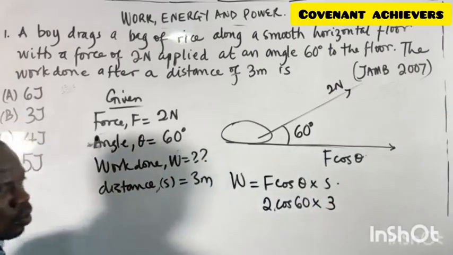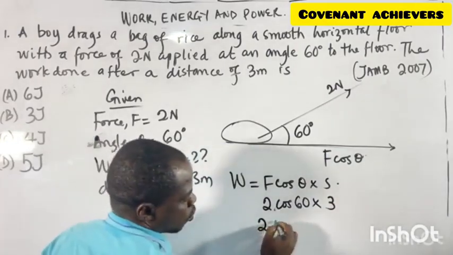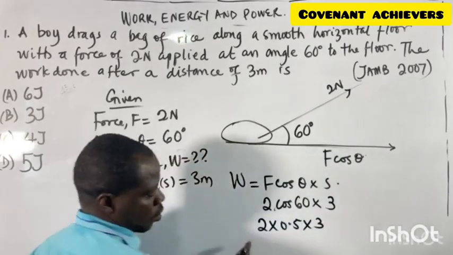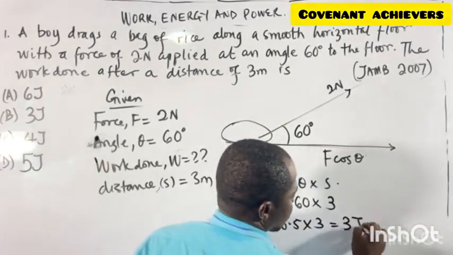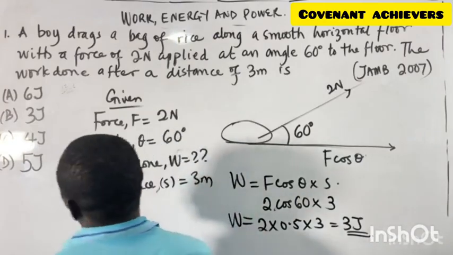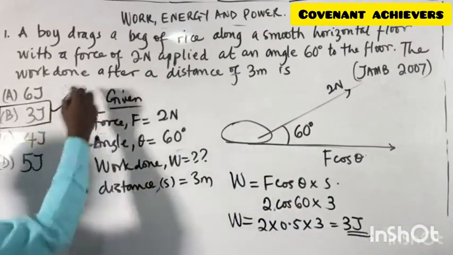And from here, you could see that cos 60 is equal to 0.5. So we have 2 times 0.5, then times 3. And 2 times 0.5 is 1, times 3. So the answer is 3 joules. 3 joules of work is done, and that is our option B, as you can see here. That's how we solve the question.